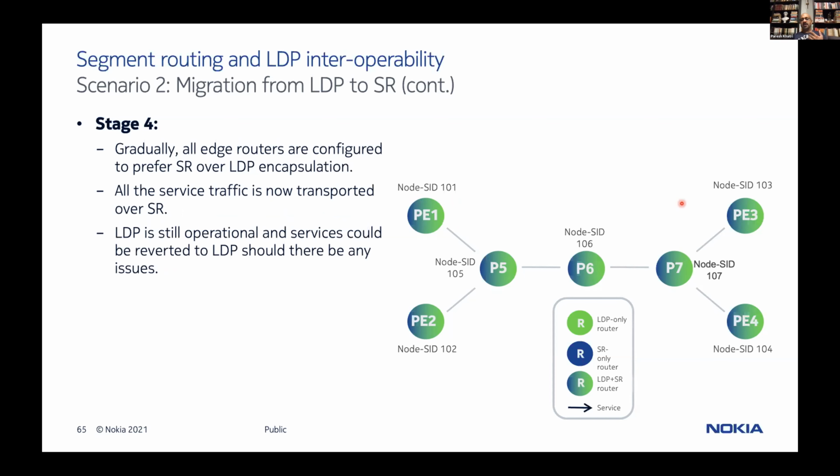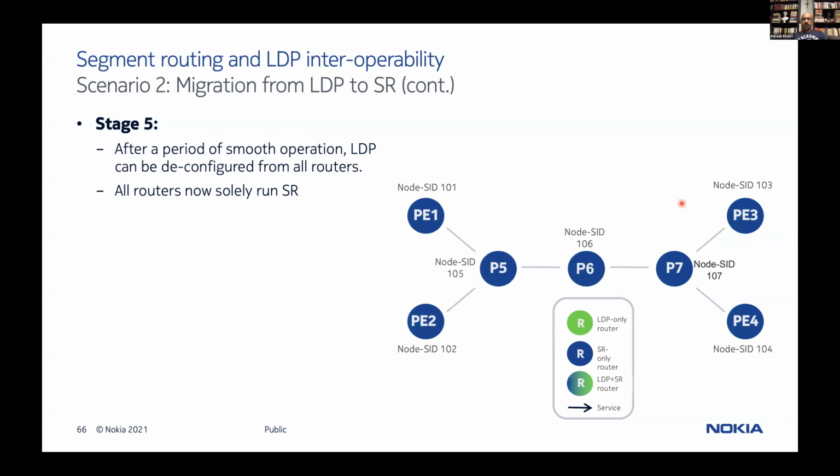So you get to a phase now where everything is being transported over segment routing. But you leave LDP running. It's not doing much, but it's there in case something stuffs up, right? So you've got a fallback. And then after a period of time, you deconfigure LDP. So all that's running is segment routing. So this is one way of doing it, right? To migrate fully from LDP to segment routing.